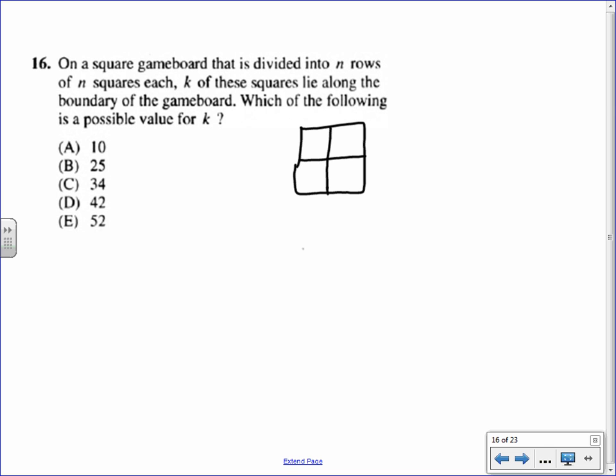Okay. So this is the smallest game board you could have. So n, the number of rows, would be 2. And there's k squares along the boundary of the game board. So in this case, that would be all of these squares because they're all in the boundary. So this gives us k is 4. So then let's see what happens if we extend this board slightly.